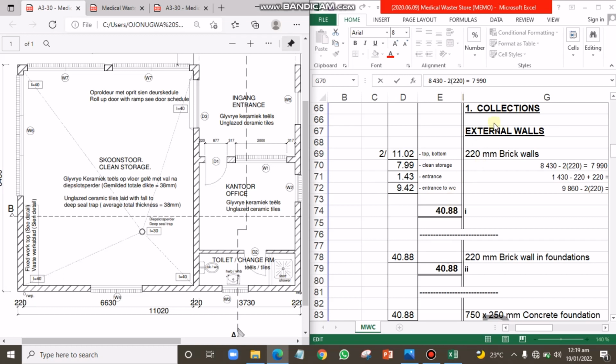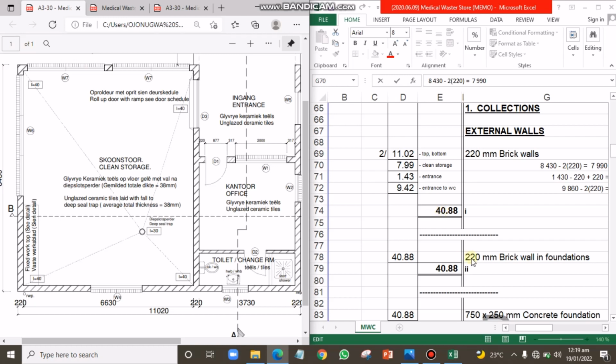So like I said earlier, the collection is meant for us to be able to calculate and bring out all the figures we'll be making use of in the taking off. This is how the coursework was arranged. So if I'll be measuring my 220 brick wall in foundation, the length of the brick wall is going to be 40.88. That is the length around the external walls, you know.